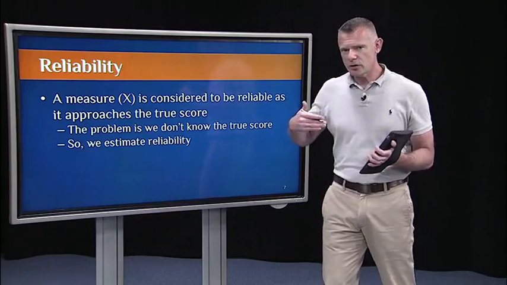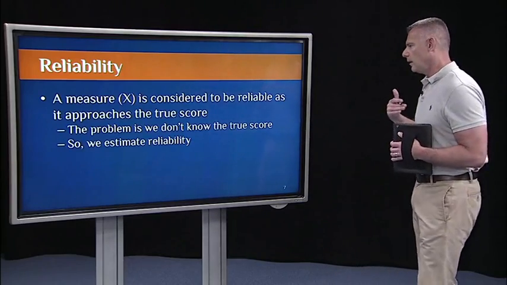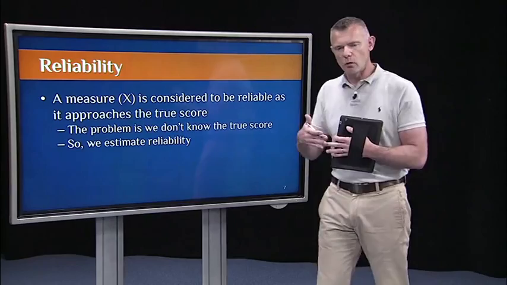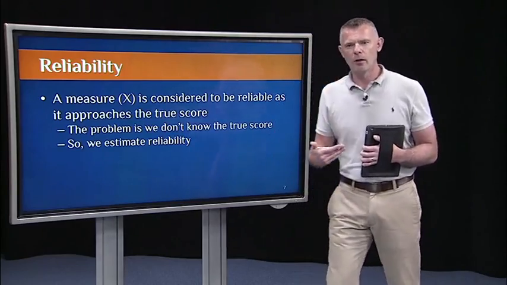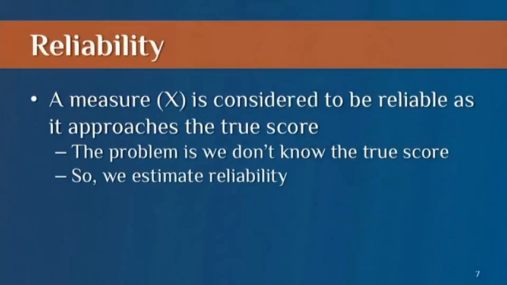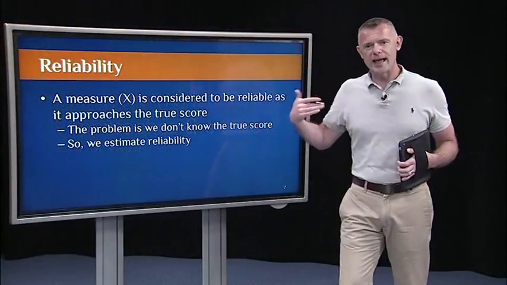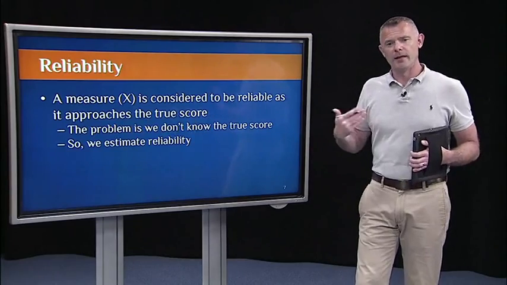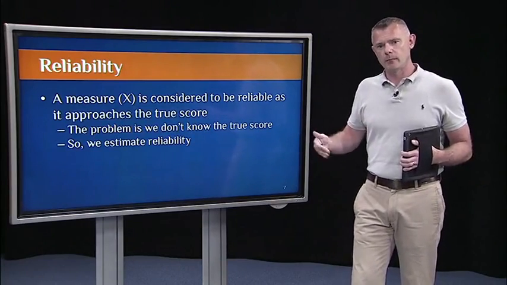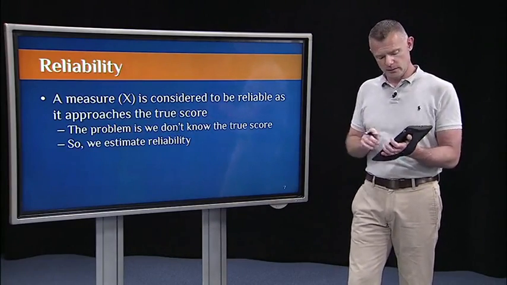So as a measure X approaches the true score, it's considered to be reliable. The problem there is we don't know what the true scores are. Right? If we can't actually get the assessments of the true score, then we can't judge how far we are from the true score by looking at the difference between raw scores and true scores. So we just have to estimate reliability. And there are several ways to do that, and I'm going to walk you through 3 of them here in this segment.